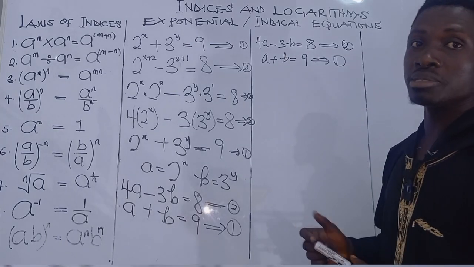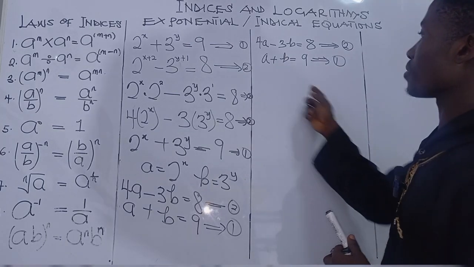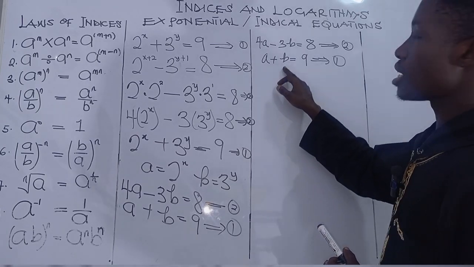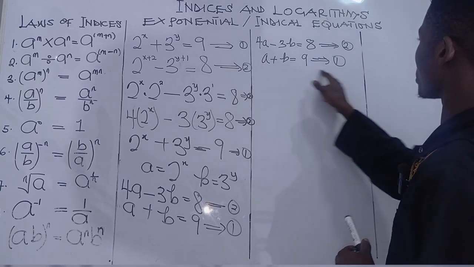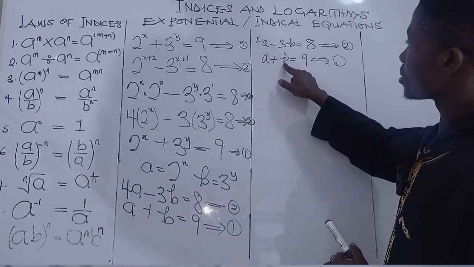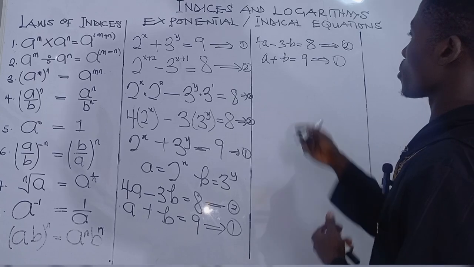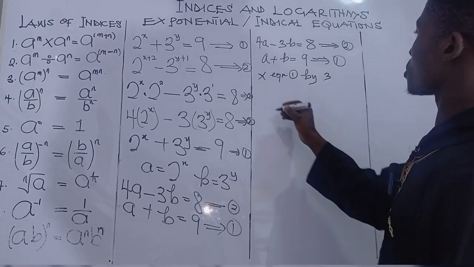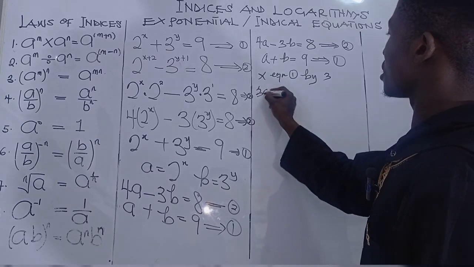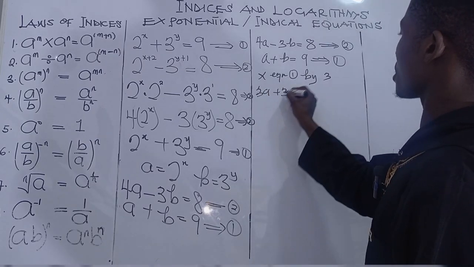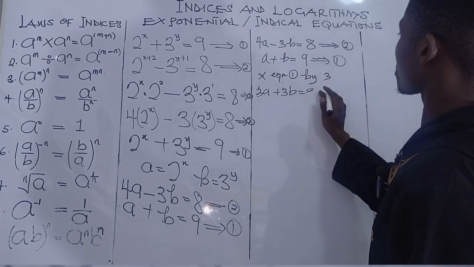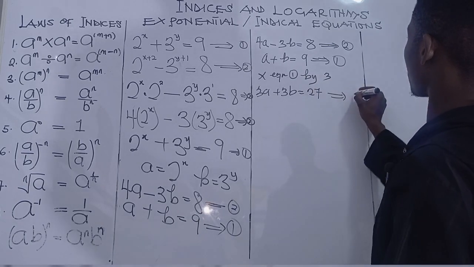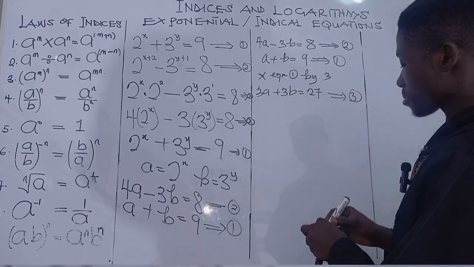Now I want to use the elimination method, so we have to eliminate one of the variables. So let's eliminate the variable b. And we can do that by multiplying equation 1 by 3, so that this and that will cancel. So we have to multiply. We are going to have 3a plus 3b is equal to 27. Let's call it equation 3.